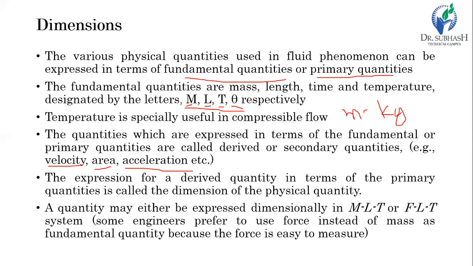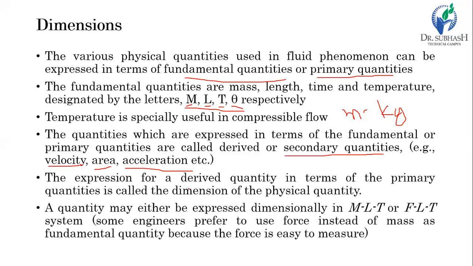Say velocity, meter per second, so it uses meter, a length. Area uses length two times. Acceleration is velocity per unit time, so we can say it is a distance, length per time square. So it uses L one time and T two times. In this way, the quantities or units which use the fundamental dimensions more than one time are called derived quantities or secondary quantities.